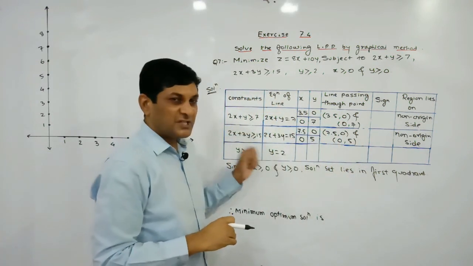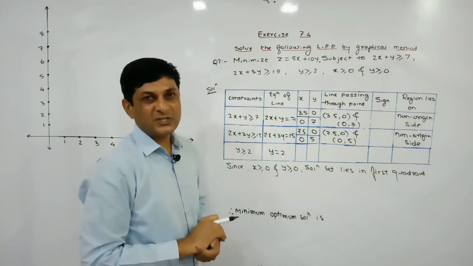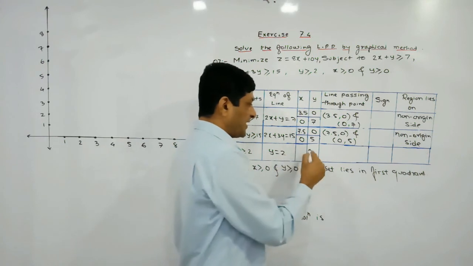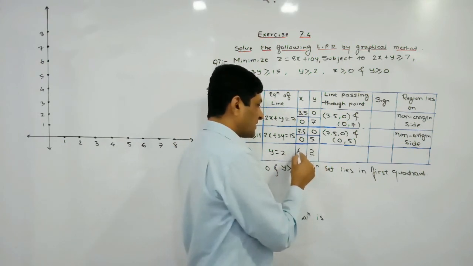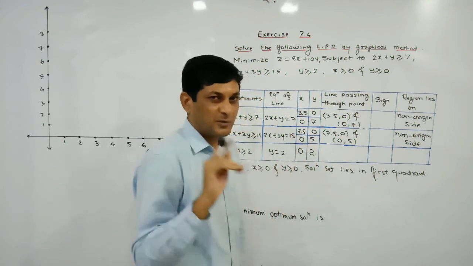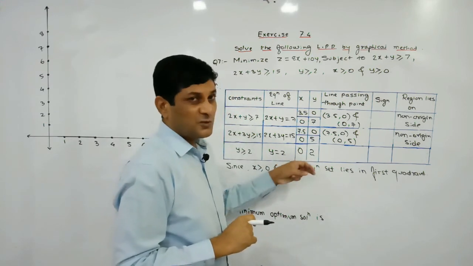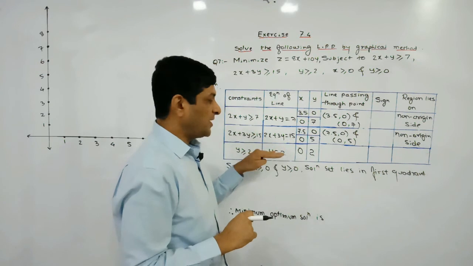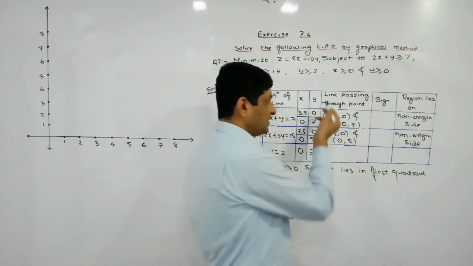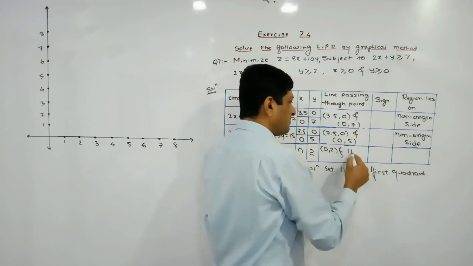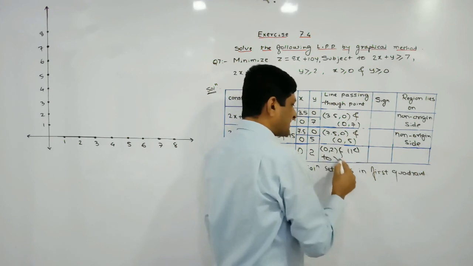For the third constraint, the equation of the line is y equals 2. In this case, y equals a constant, so the line is parallel to the x-axis and passes through the point whose y coordinate is 2. Take the x coordinate equal to 0, because we require only one point on this line, since a point is already known to us. Draw a line passing through this point parallel to the x-axis. So this line passes through the point 0, 2 and is parallel to the x-axis.